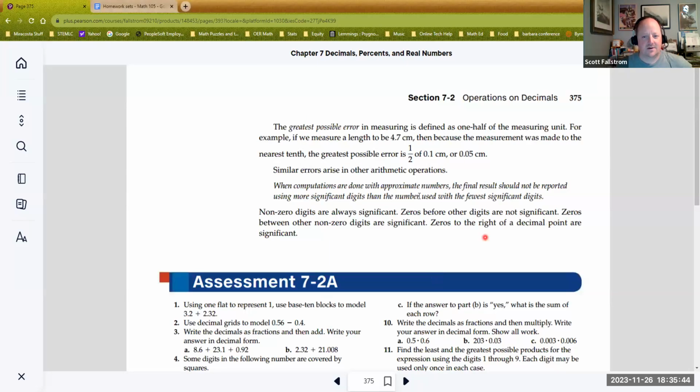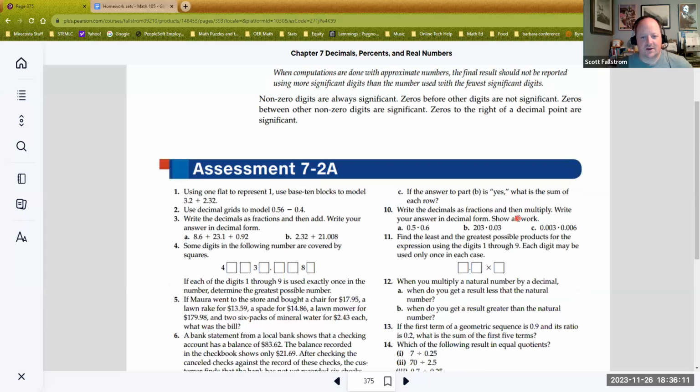Okay. When computations are done with approximate numbers, the final result should not be reported using more significant digits than the number with the fewest significant digits. This is something that you'll see in a chemistry class as well. So this is kind of the rule that we use. Many times in mathematics, we do different than in science. We would actually say keep all the values and then simply round at the end of the day, indicating that there are no additional values to be added.